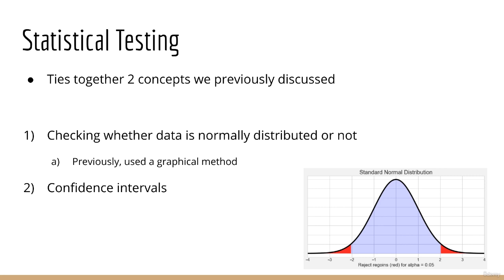In this lecture, we are going to discuss statistical testing, which ties in nicely with two things we previously discussed. Earlier, we looked at how to check if our data was actually coming from a normal distribution by using a QQ plot. This was a graphical method of checking whether or not your data comes from a certain distribution. Statistical testing offers a quantitative way of doing the same thing. In addition, we'll see how statistical testing follows directly from our discussion of confidence intervals.